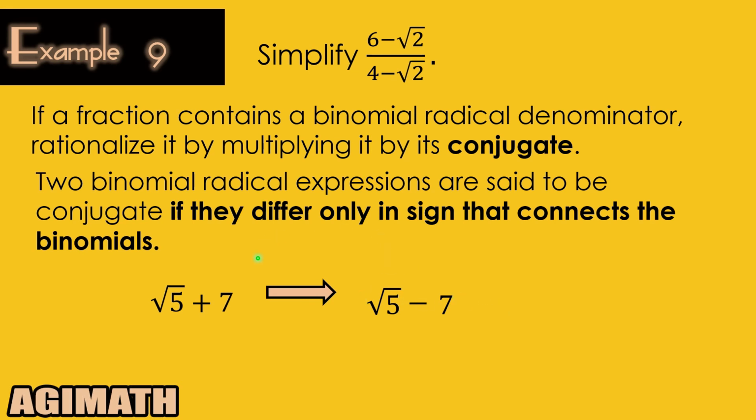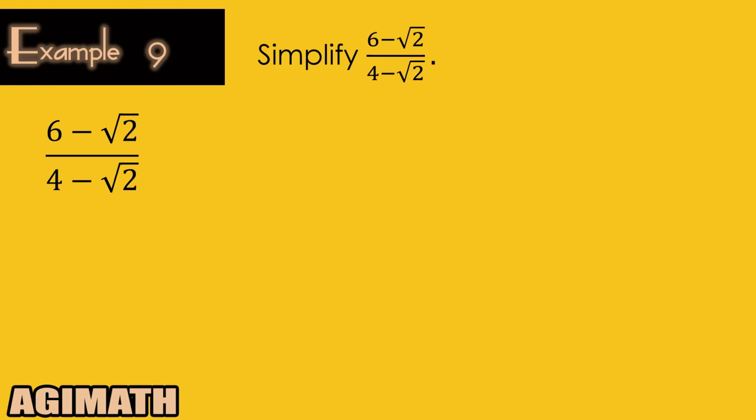Again, they differ only in sign. So if it's plus, then in its conjugate, it should be minus. If it's minus, then its conjugate should be plus. For example, our problem, 4 minus square root of 2. To find the conjugate, we copy 4 and square root of 2. And since this is the minus sign, in its conjugate, it should be plus. That's it. So, we go to our example. To solve or to divide radicals, just rationalize. That's it. So multiply it by its conjugate.